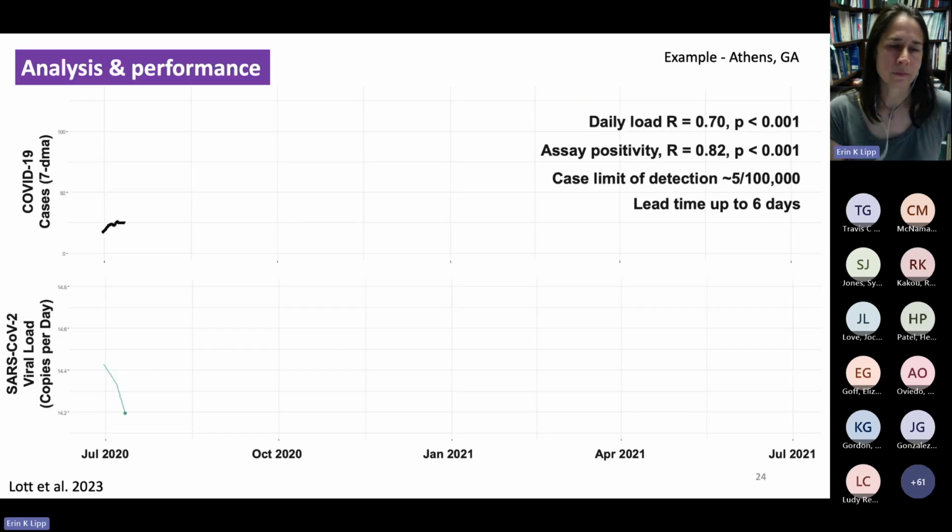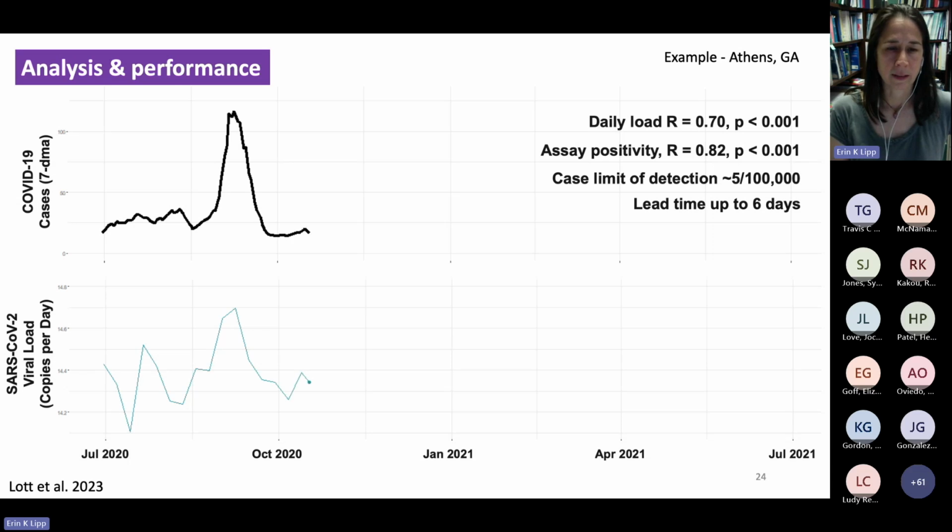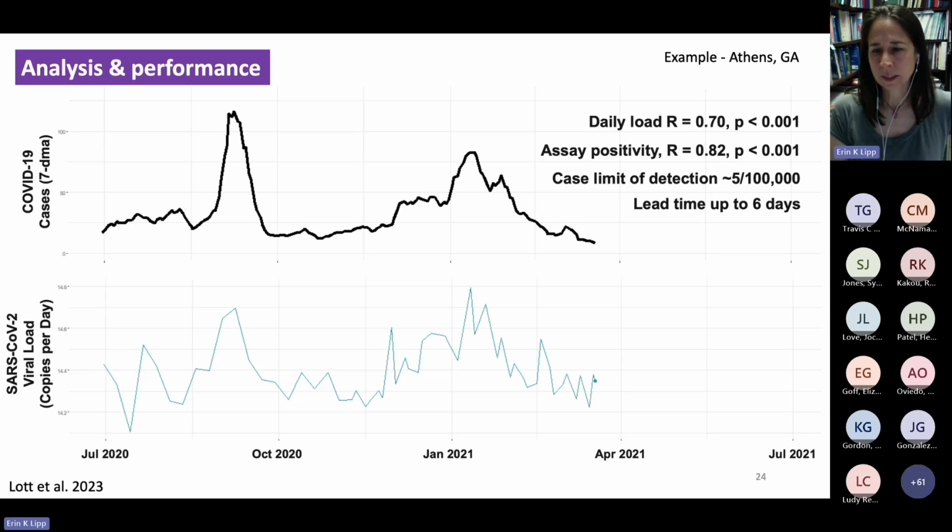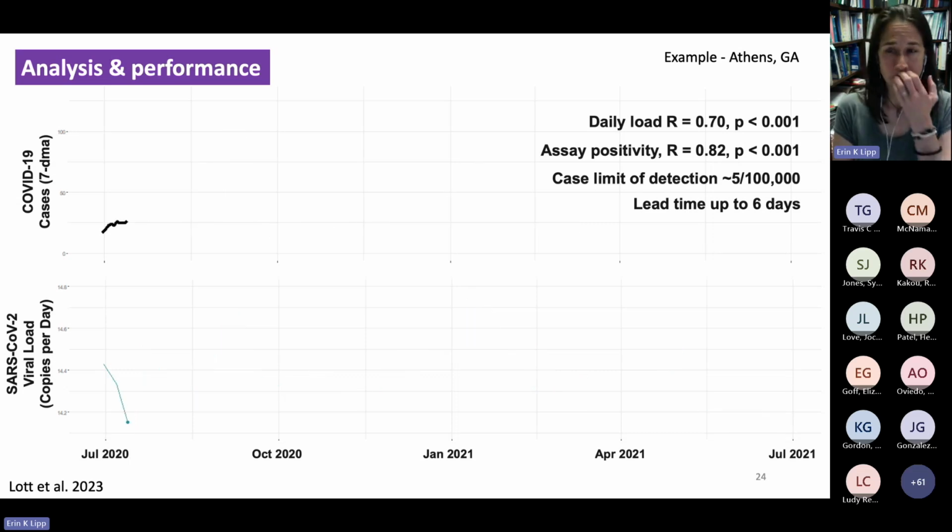And then finally, before I go to data dissemination, this is just part of our interpretation. This is looking over time in Athens-Clarke County. The top chart is our COVID-19 cases on a 7-day moving average. The bottom chart shows our SARS-CoV-2 viral load. When we did our analyses on the first year or so of data, they correlate really well. So daily load correlation of 0.7. When we just look at assay positivity, it's 0.82.